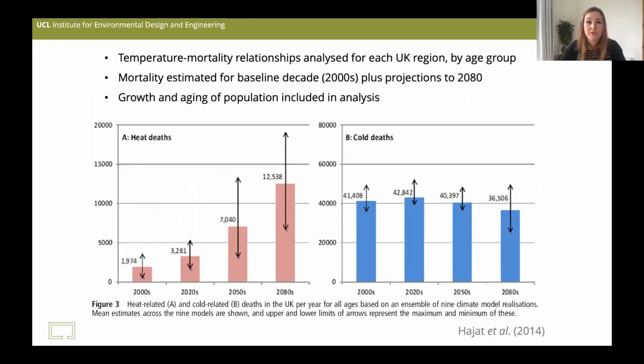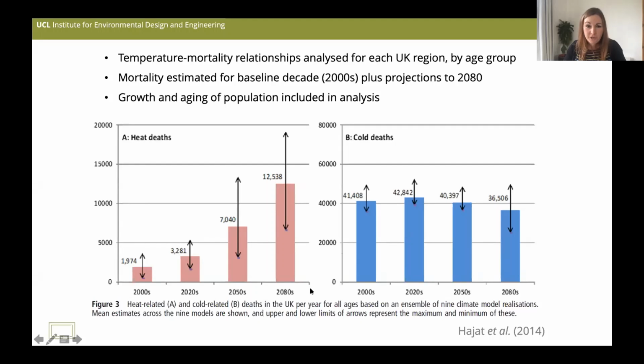So what we did was we derived temperature mortality relationships for each UK region, and there are 12 regions in the UK, and we also looked at separating by age group. We estimated the mortality due to heat and cold for a baseline decade, and then also used projections out to 2080. And in this case, we did include some projections of growth and ageing of the population, and that was from the Office for National Statistics.